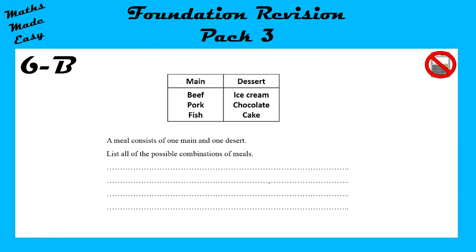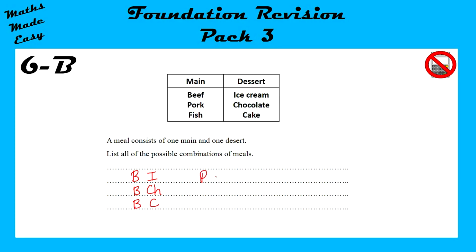6b. So assuming that my first choice for my main is beef, and again I'm just going to use the letter B for this, I could then have a dessert of ice cream. I could have had beef and chocolate, which I'm going to call CH, and beef and cake. Hopefully you can see the reason why I've called this one CH.